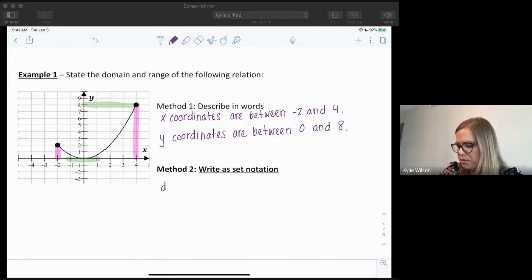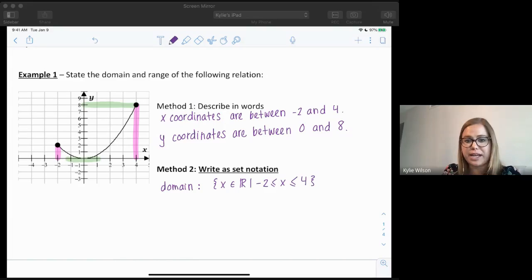So let's start with our domain, and our domain is for our X's. How we write this in set notation is I write one of these funny Batman brackets, and we're going to say that X is an element of real numbers. So all of our numbers, X will always be an element of real numbers. And then I draw this funny R. That R means real numbers. Then the line means such that -2 is less than or equal to X, which is less than or equal to 4.